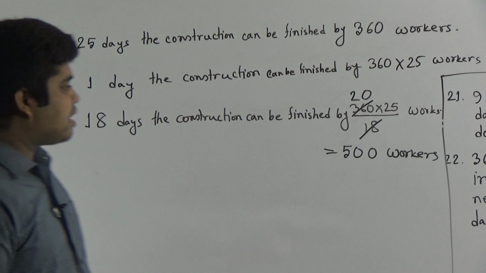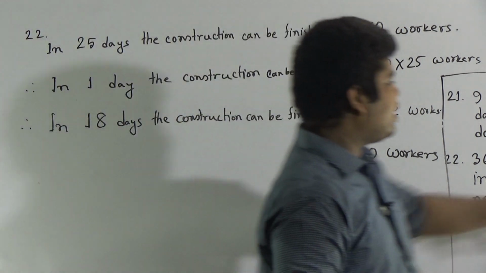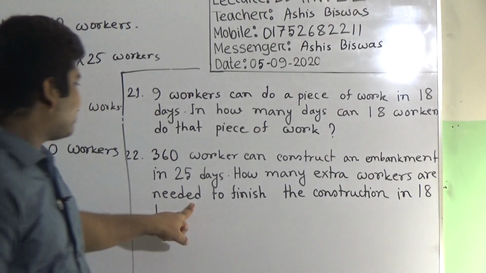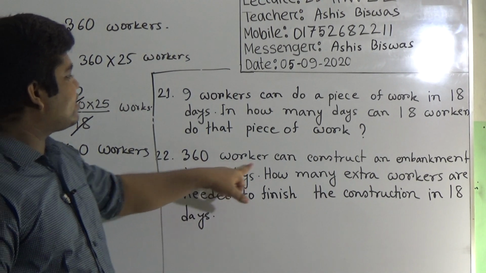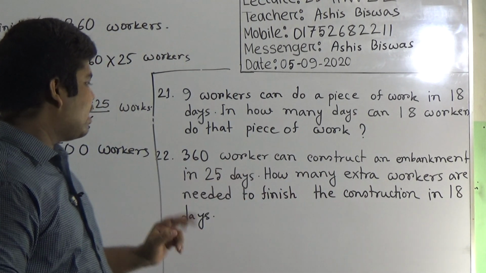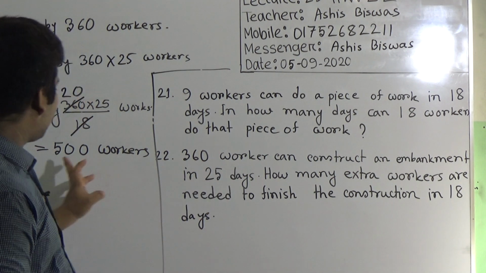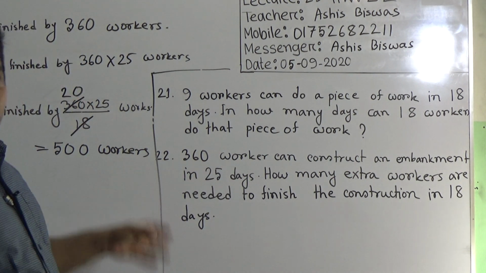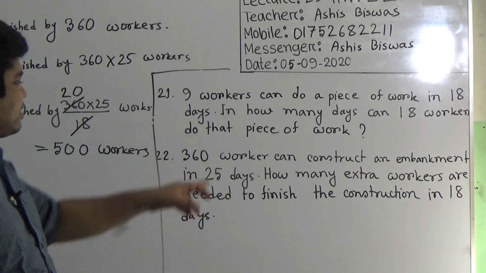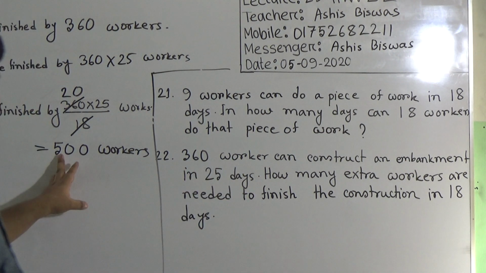So my dear student, the question asks how many extra workers are needed. Here 360 workers can finish the embankment in 25 days. So here 500 workers. So how many extra workers? We subtract this 360 workers from 500 workers, then we get the required amount of extra workers.